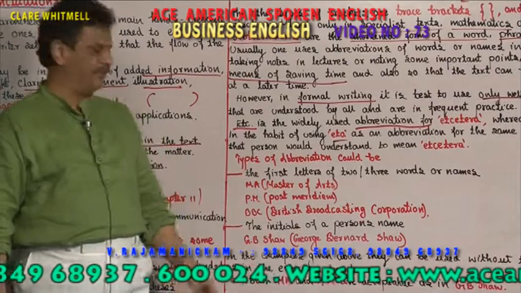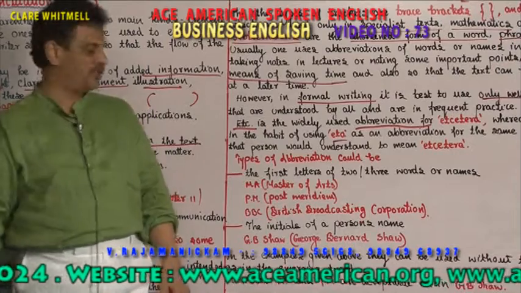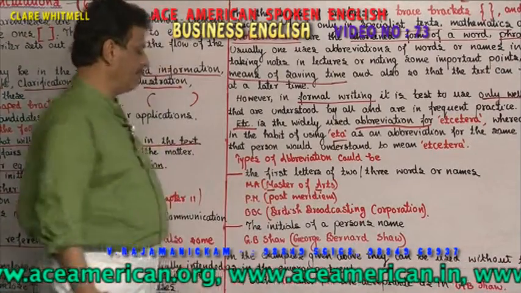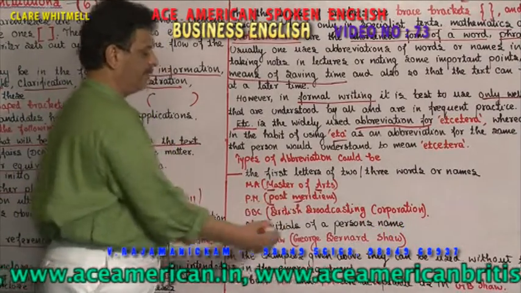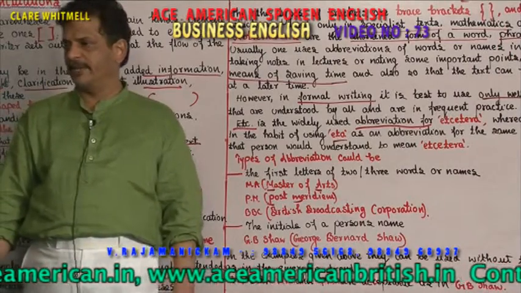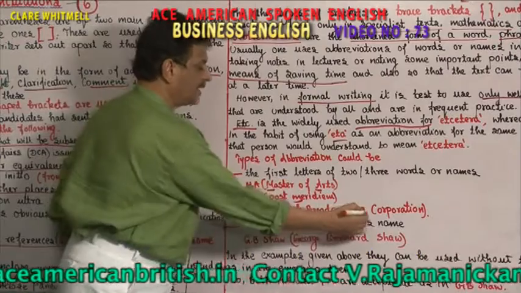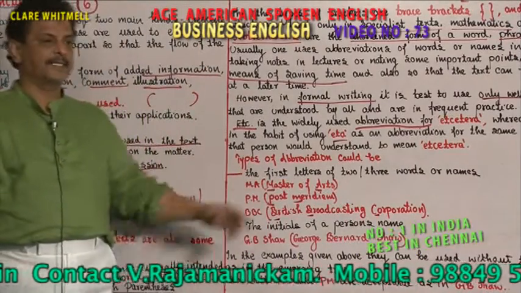Types of abbreviation. What are the types of abbreviation? Number 1, the first letters of 2 to 3 words or names. See, MA, Master of Arts. PM, Post Meridiem. What do you mean by Post Meridiem? It is PM, evenings, isn't it? BBC, British Broadcasting Corporation. The first letter of each word is taken and it is abbreviated, right?